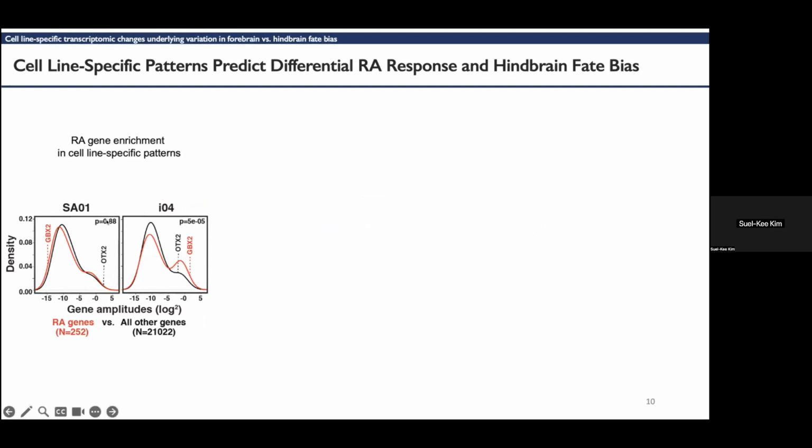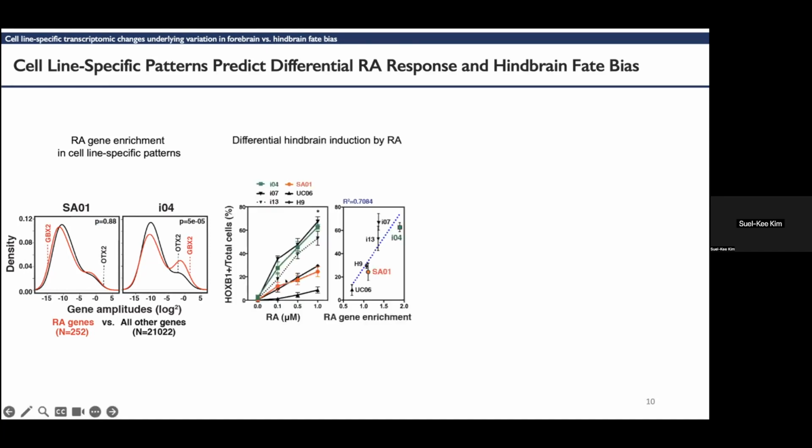Retinoic acid signaling plays a key role in hindbrain formation in early development. And we assessed the enrichment of 252 retinoic acid responsive genes in the line-specific pattern. The line-specific pattern of IO4, which shows low efficiency in generating neuroectoderm, shows higher retinoic acid gene enrichment compared to SAO1, the line that showed higher efficiency in generating neuroectoderm.